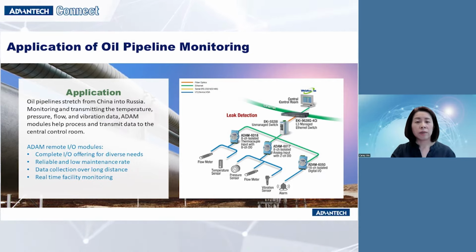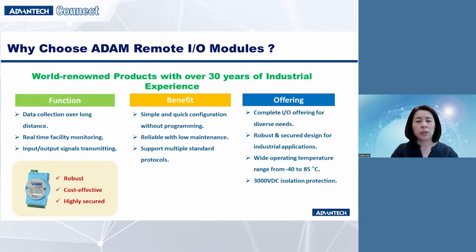And Atom 617 is designed with 8 analog inputs and 2 digital outputs to satisfy industrial requirements. Each analog channel can configure individual range for many applications. And the remote I/O functions to collect and transmit real-time data over long distance. Its benefits include simple and quick configuration without programming, and reliable with low maintenance. They offer complete I/O combinations for diverse needs and various industrial applications.